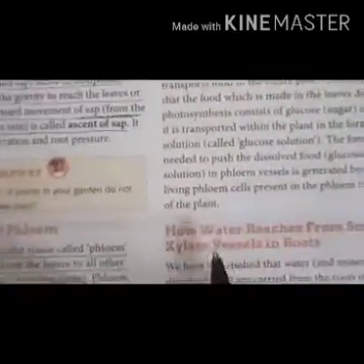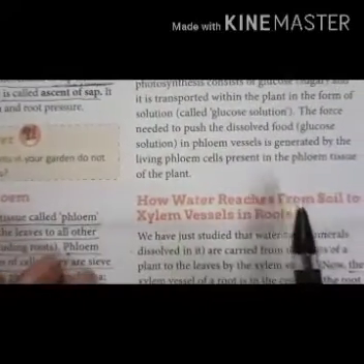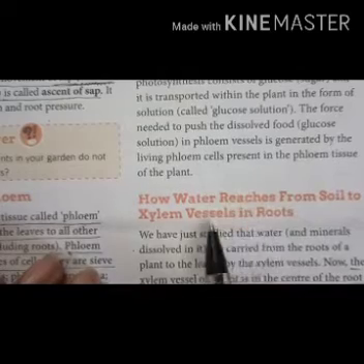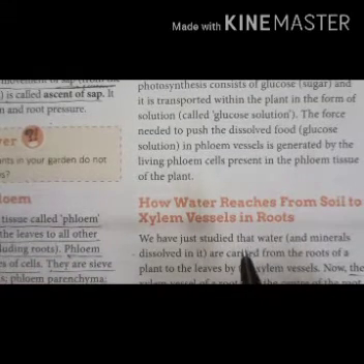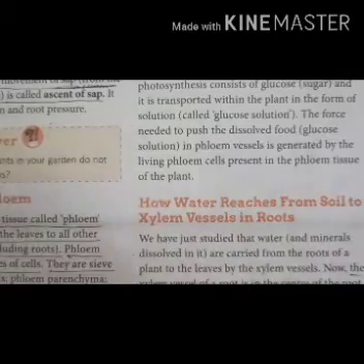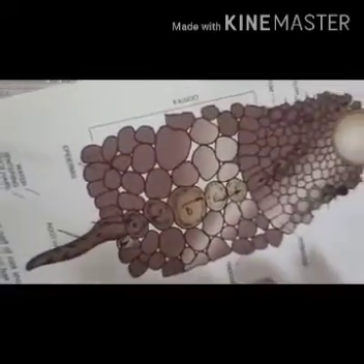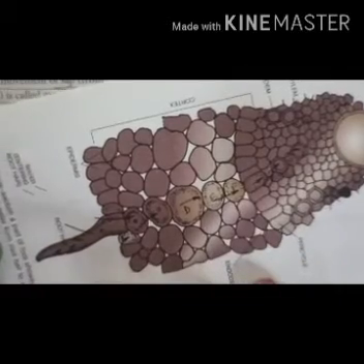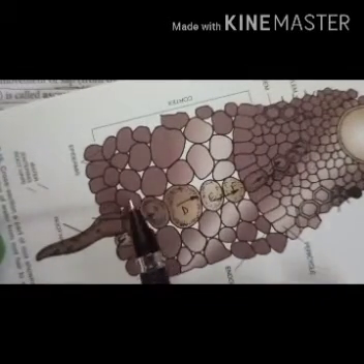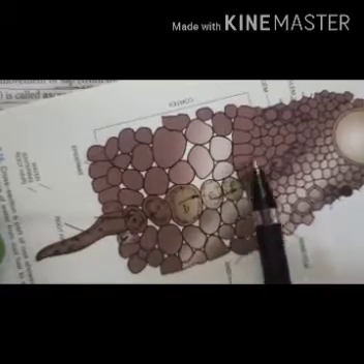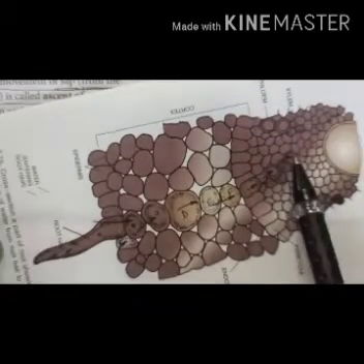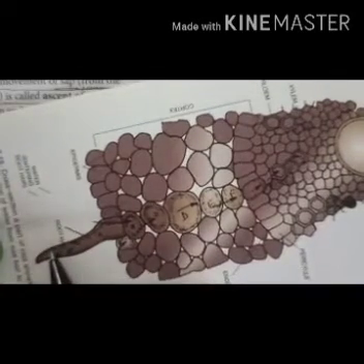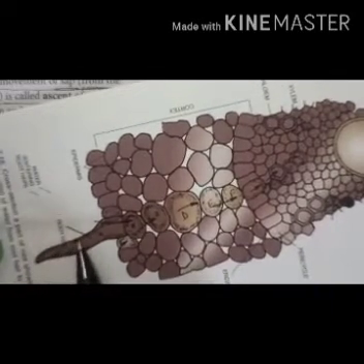Now next is how water reaches from soil to xylem vessels in roots. All of you know that root hairs... just see the structure of this cross section of a part of a root. If you see, these xylem cells are here. And this one is your root hair. What do the root hairs do?